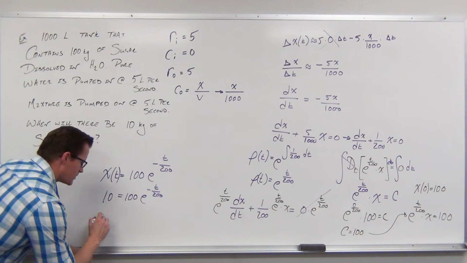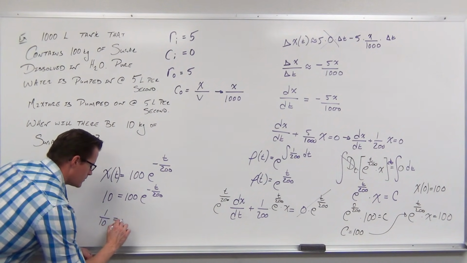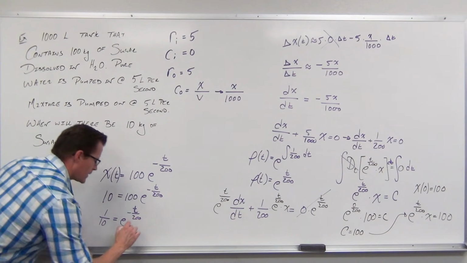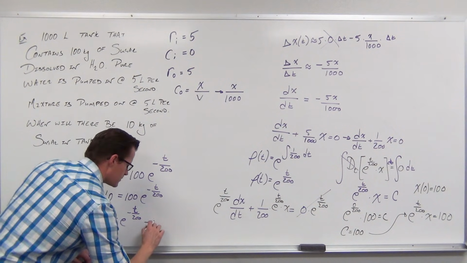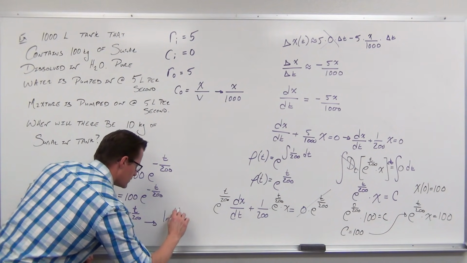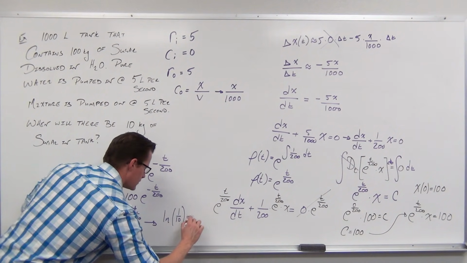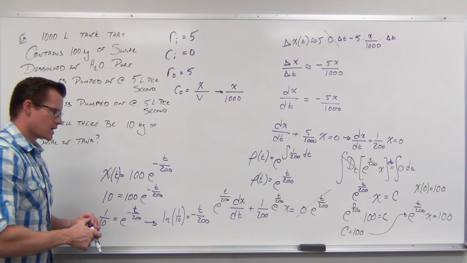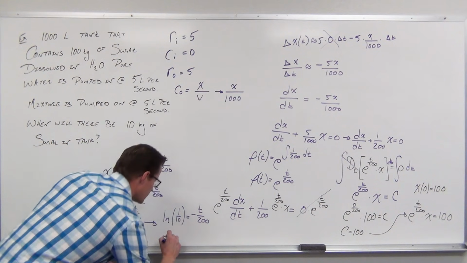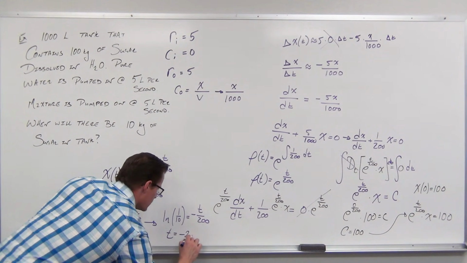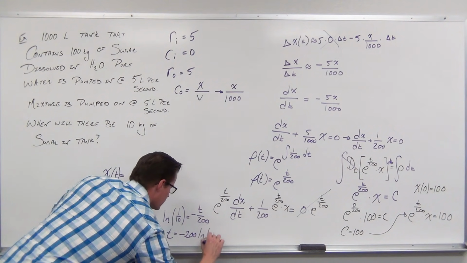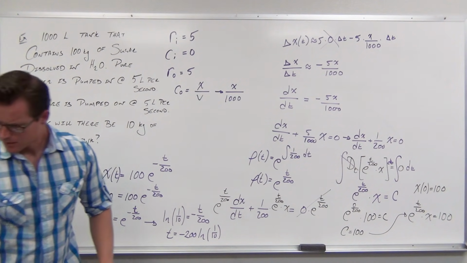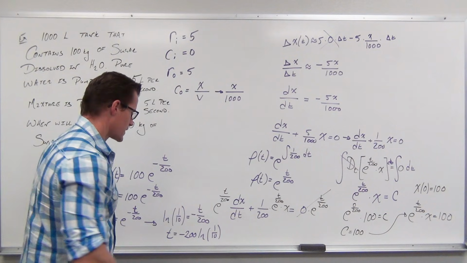If we divide both sides by 100, if we do an ln on both sides, and if we multiply both sides by negative 200, oh, what did I get? About 460 seconds.